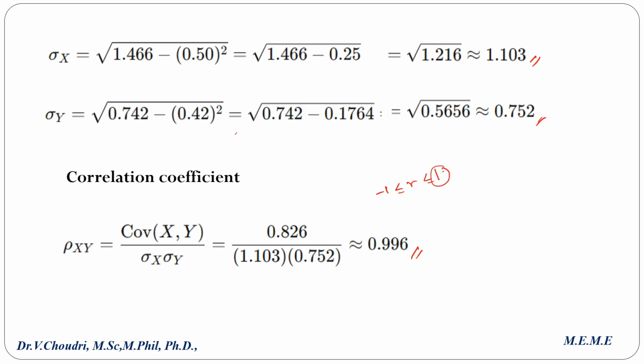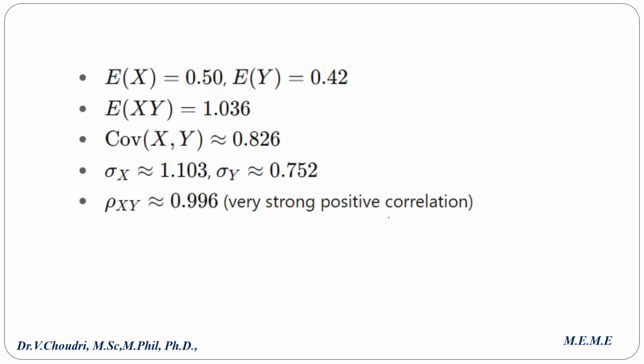Okay, because r should satisfy minus 1 less than or equal to r less than or equal to 1. If r equals 1, strong positive correlation. If r equals minus 1, strong negative correlation. This is also almost 1 only. So strong correlation. So now we have decided we can keep Tata Motors and Tata Power in our portfolio. No need to sell. Okay. See this conclusion: E of X, E of XY, covariance of X comma Y, individual standard deviations and correlation coefficient.